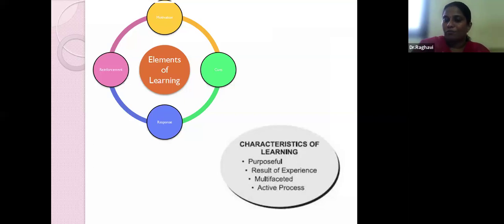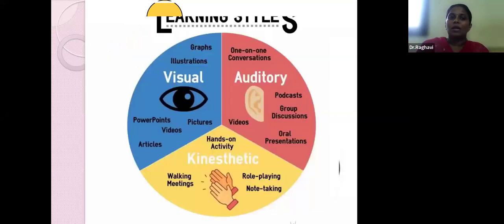Learning is purposeful. Learning is a result of experience. Learning is multifaceted. Learning is an active process, and we all have to believe this. We have to strongly believe, take this learning as a motto. And for ID, this is very, very important. Now, quickly moving on to the learning styles.